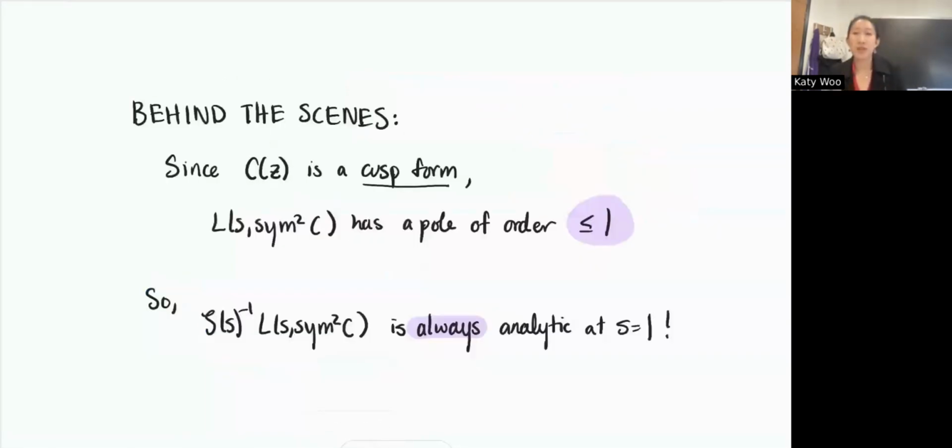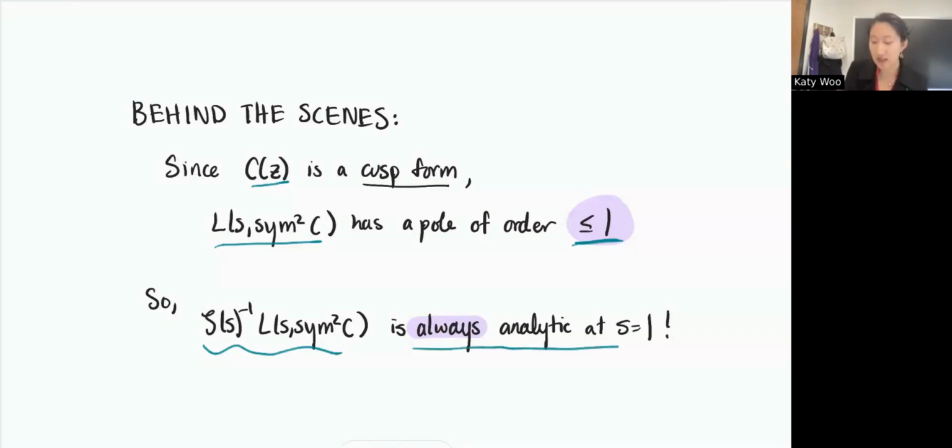So what was going on behind the scenes of this estimate? Why did we get the same bound for when it was dihedral and non-dihedral? Well, what's going on is that since the form is a cusp form, our symmetric square L function can have a pole, but that pole is of order at most 1. And since that pole is of order at most 1, that means that zeta of s inverse times the symmetric square L function always has to be analytic at s equals 1. And so that's where we're deriving our savings from.